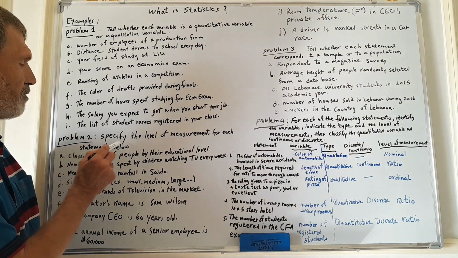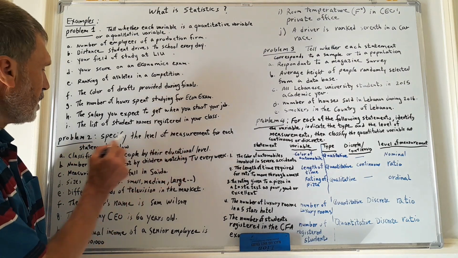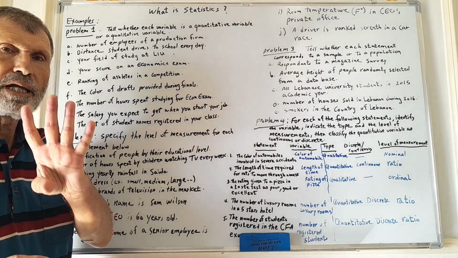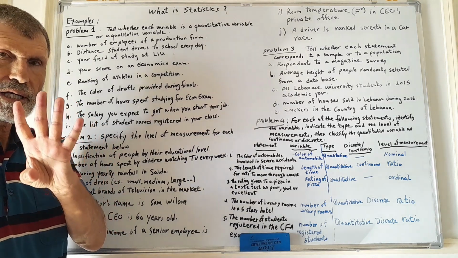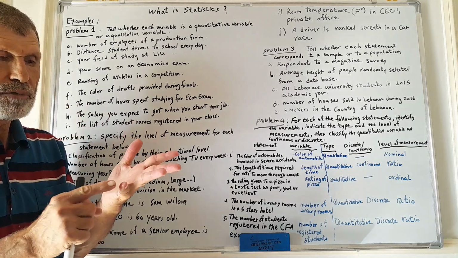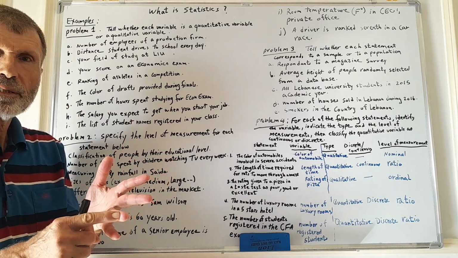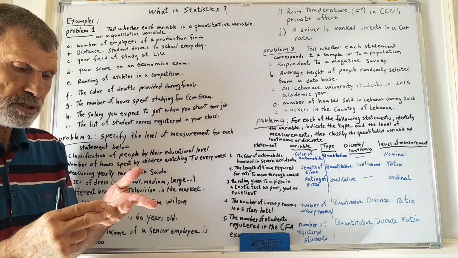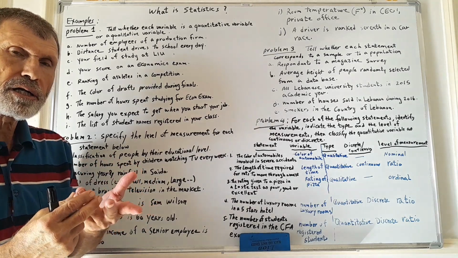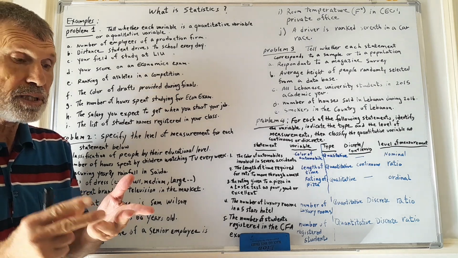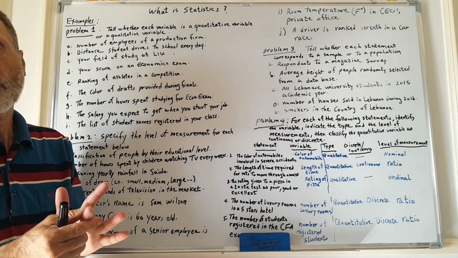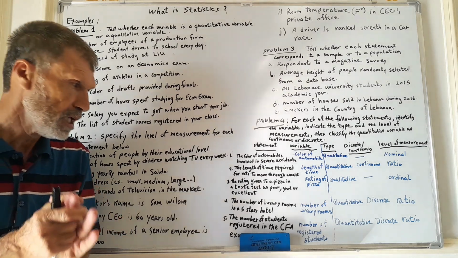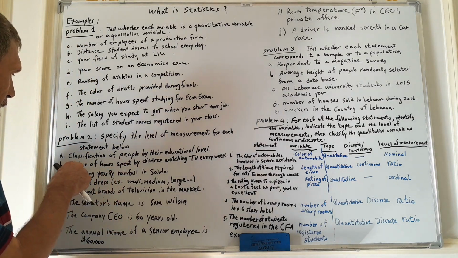Now, we move to problem 2. Problem 2: specify the level of measurement for each statement below. Remember, we have 4 levels of measurement, namely nominal, ordinal, interval, and ratio. And we said already that nominal and ordinal are related to qualitative variables, while interval and ratio are related to quantitative variables. Let's look at the question statements.